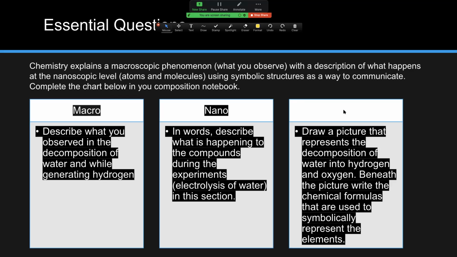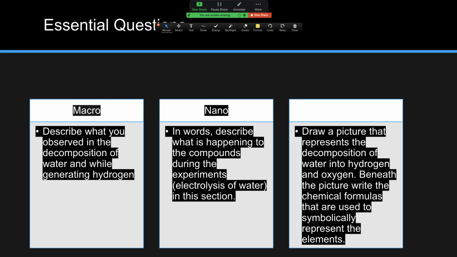I don't know why this didn't come up in your notebook. In the macro, you can write macro and describe what you observed with the decomposition of water while generating hydrogen and oxygen. I'm not sure why it's not coming up. And then in nano, in words, describe what is happening to the compounds during the electrolysis experiment. Remember, nano, you're doing the molecules: what happened at a molecular level to water. And then your symbolic structure: draw a picture that represents the decomposition of water into hydrogen and oxygen. Beneath the picture, write the chemical formulas that are used to symbolically represent the elements.